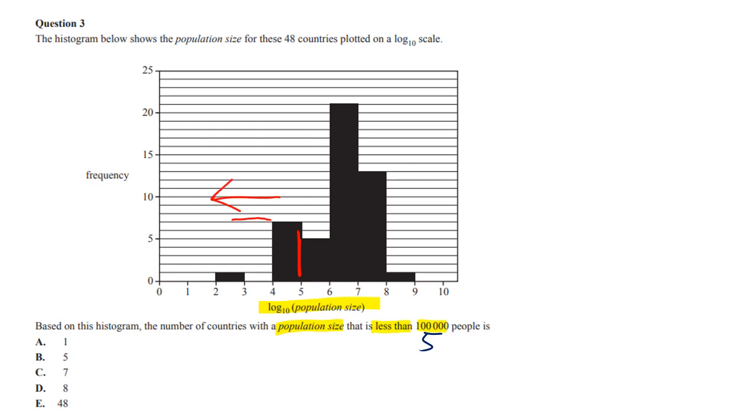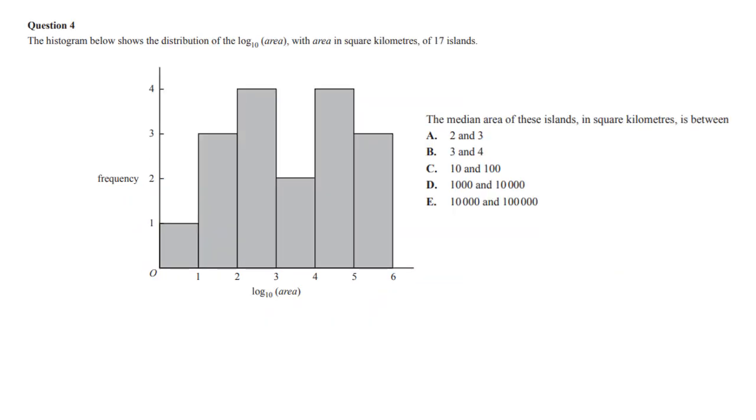So if we read this number off here, we get 7, but we've also got to count this one, read it off here, and we get 1, and 7 plus 1 is 8, so the answer is D. The important thing to note is that everything to the left of the 5 is what we needed to include there. Again, these log scale questions are very, very common.